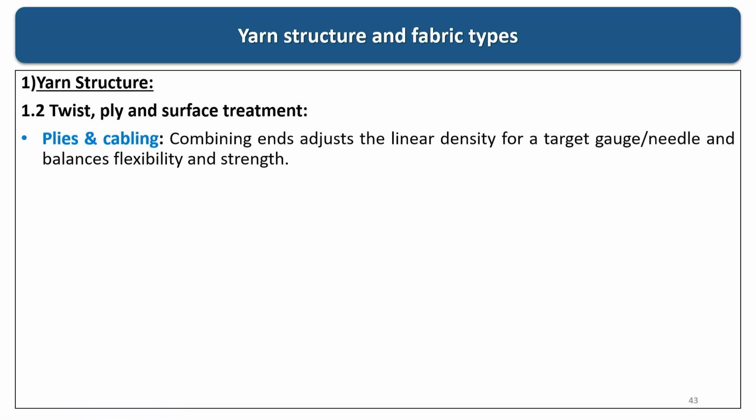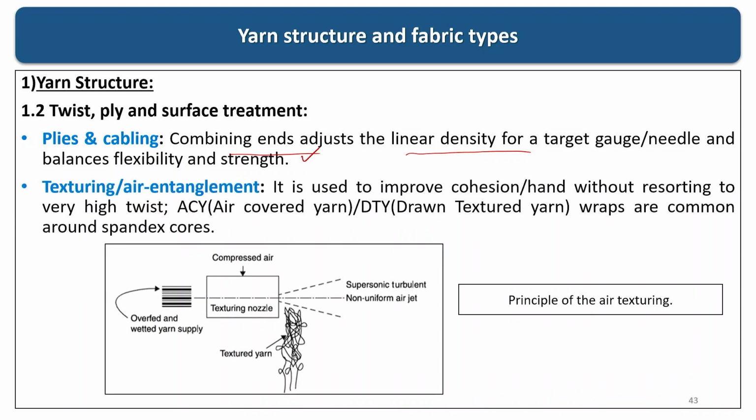Plying and cabling are also used, combining ends where multiple ends are combined to adjust the linear density for a target gauge, or the strength requirement or protection requirement. We can use the ply or cabling. Texturing is also important, to improve the cohesion or handle without resorting to very high twist. So, air covered yarn, these are the different types of yarns we can use.